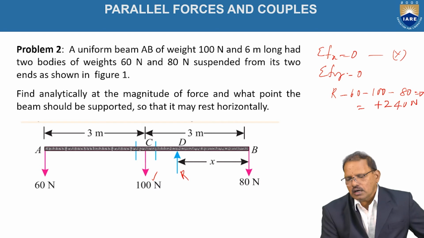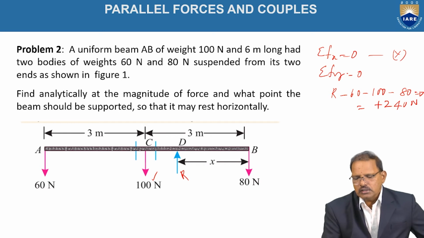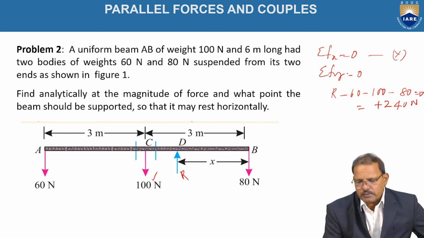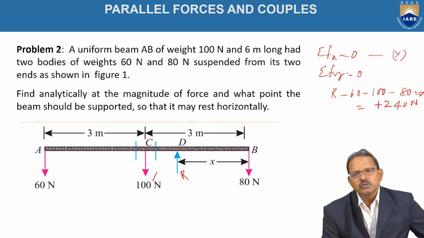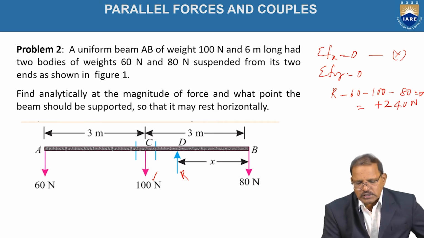So according to these conditions, sigma Fx is equal to 0 and sigma Fy is equal to 0, we got the force which keeps the body in equilibrium. It is equal to 240 newtons. But where is it acting? Let x be the distance from B where the R force is acting, which is keeping the body in horizontal position.